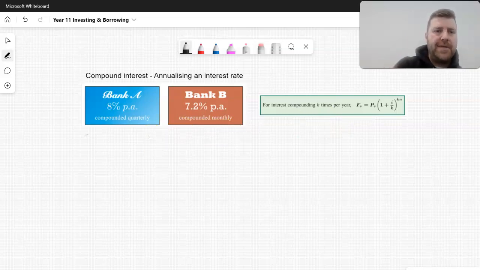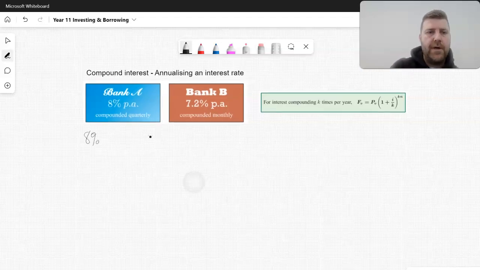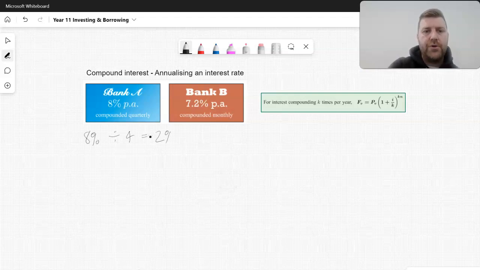Bank A has 8% per annum, which is compounded quarterly. So to divide that by 4, I would work out that 8 divided by 4 is 2. So it's actually 2% per quarter. Okay. So what I'm going to do then is convert that to a decimal by dividing by 100, so that we can put that into our multiplier here in our formula. So 2 divided by 100 is 0.02.